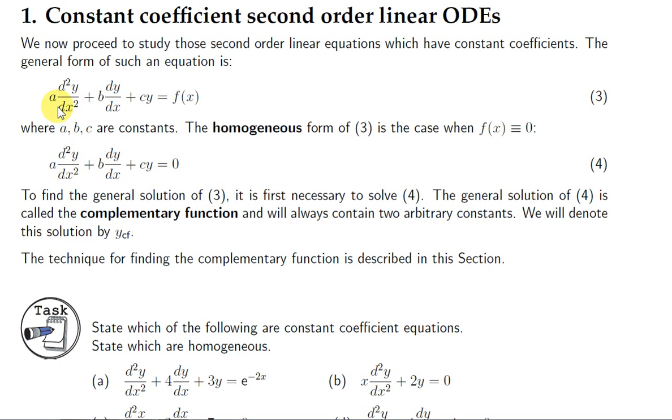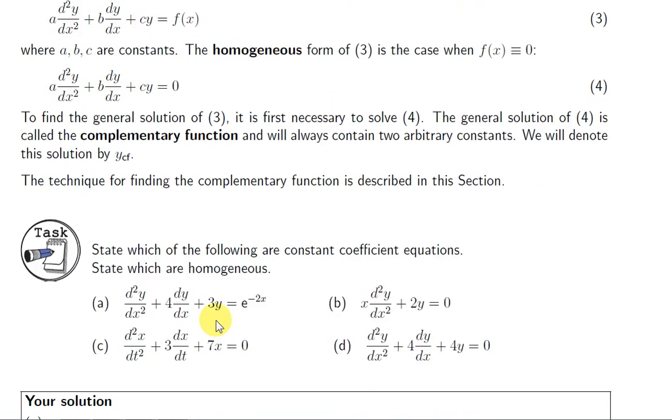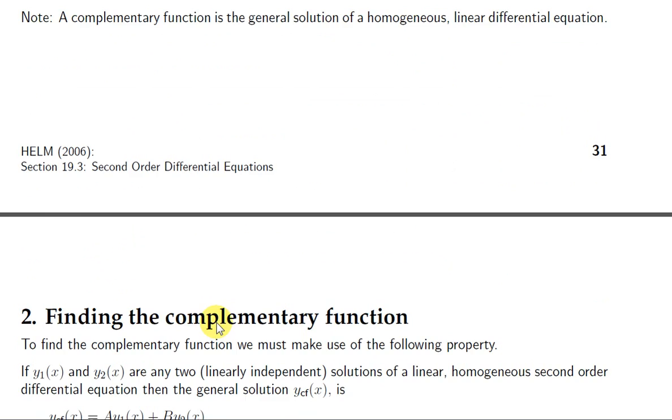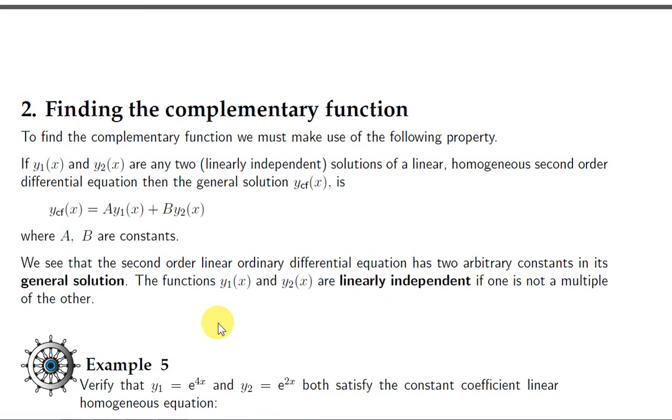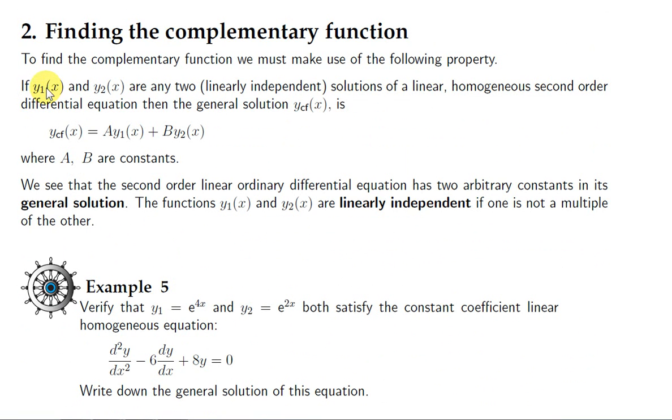Now, as I said before, to solve this differential equation, we have to solve the homogeneous differential equation. And the solution of the homogeneous differential equation is called a complementary function. And here it's denoted by YCF. Now, it turns out that if y1 of x and y2 of x are any two solutions of a linear homogeneous second order differential equation, then the general solution is a linear combination of those two solutions. We will see some examples about this later.